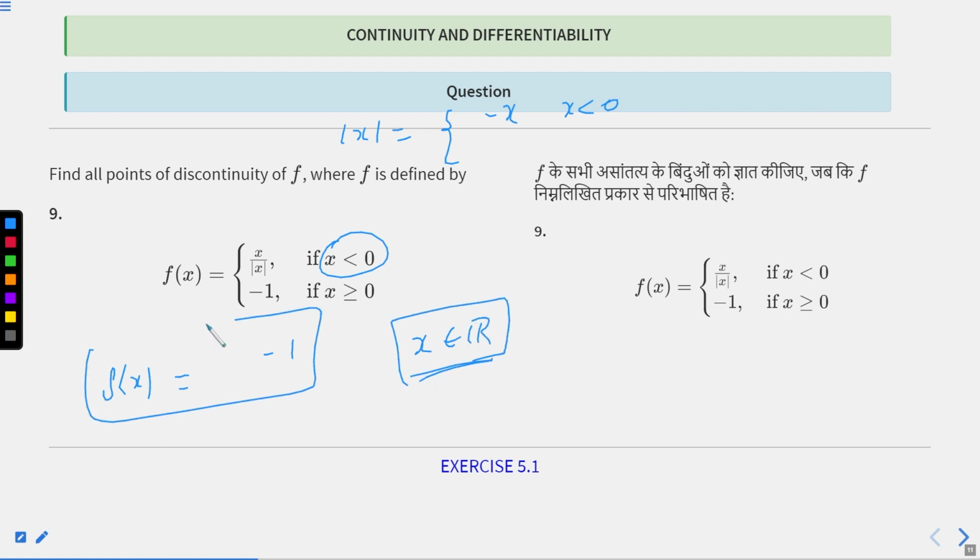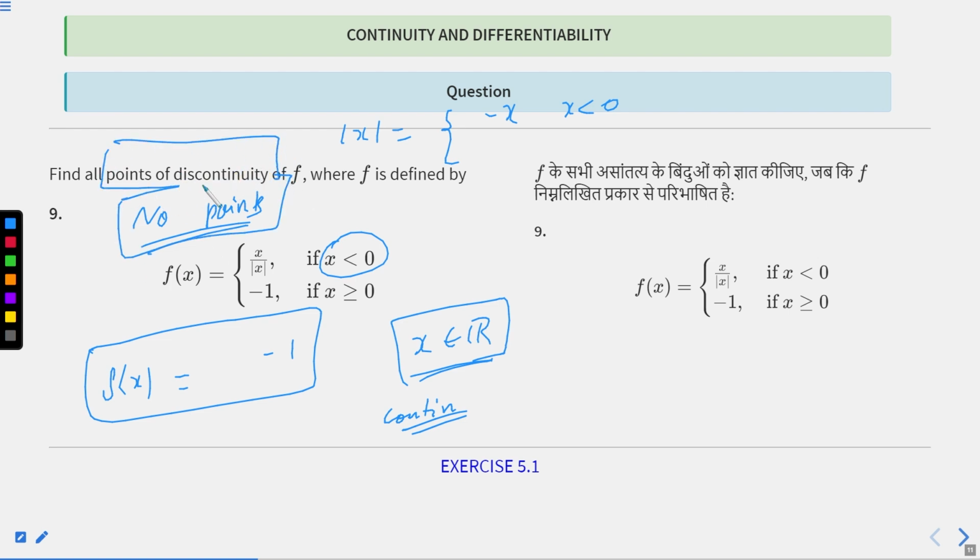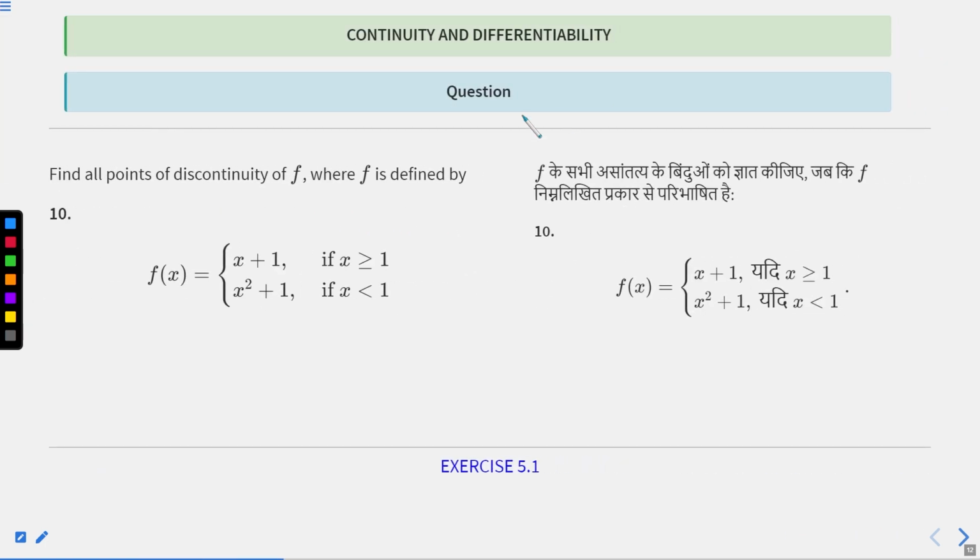So this is just a constant function and we know that it is continuous. So continuous everywhere, continuous in the domain. This means no point of discontinuity. You will not find any discontinuity because it is continuous everywhere in the domain. Okay, simple. Let us move to the next problem, problem number 10. It is not the same pattern problem. We have to find the discontinuity points, simple.